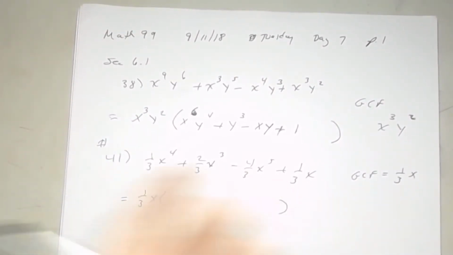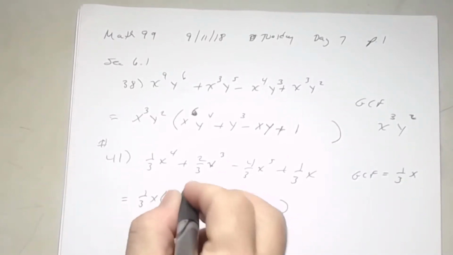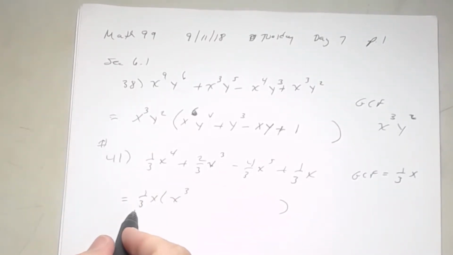Now how many terms did you have originally? 4. How many terms will you have in parentheses? 4. Okay, 1/3 x times what is 1/3 x to the 4th? x to the 3rd. And that's it, correct? Just x to the 3rd, because I already had that 1/3. And when you multiply like bases, you add exponents. 1 plus 3 is 4.